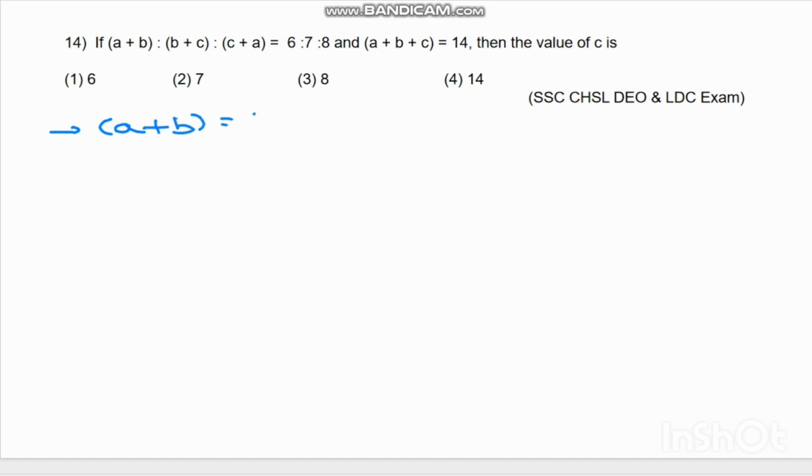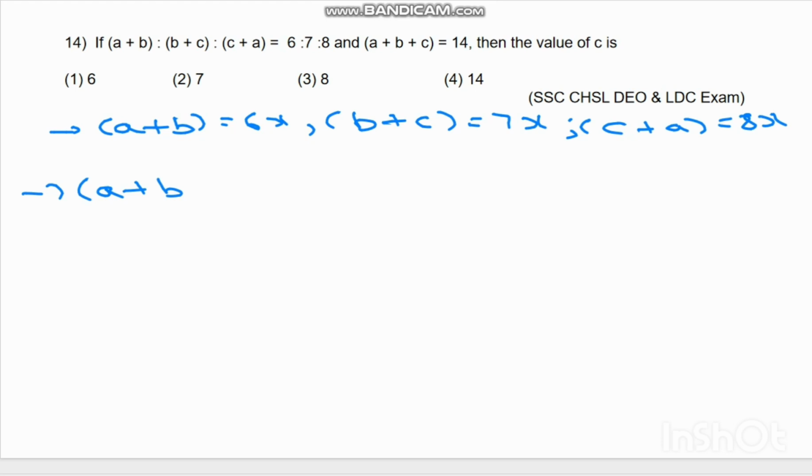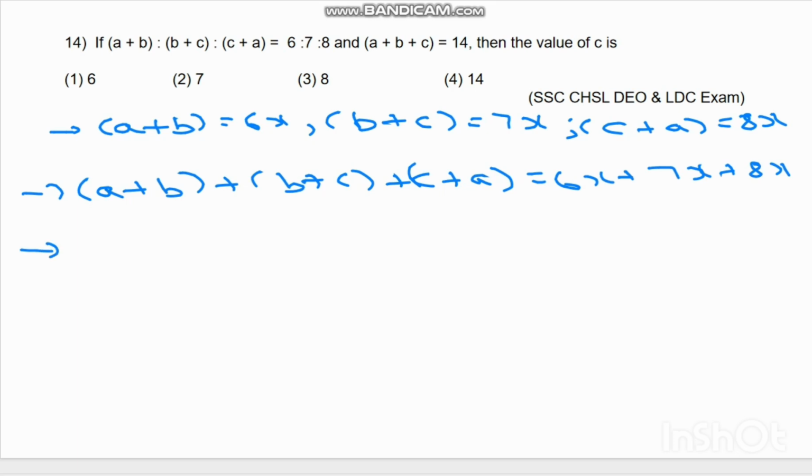Guys, given that here A plus B equal to 6x, B plus C equal to 7x, C plus A equal to 8x. So let us add them. A plus B plus B plus C plus C plus A equal to 6x plus 7x plus 8x. Then 2A plus B plus C equal to 21x.